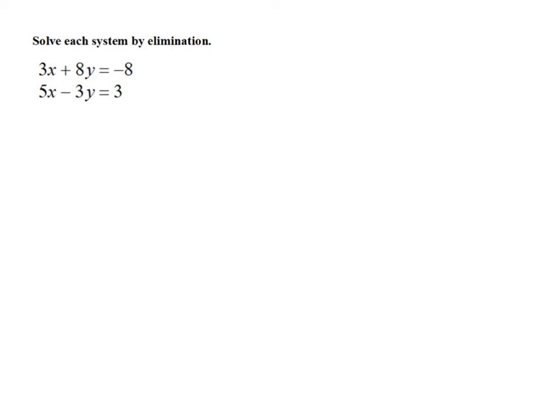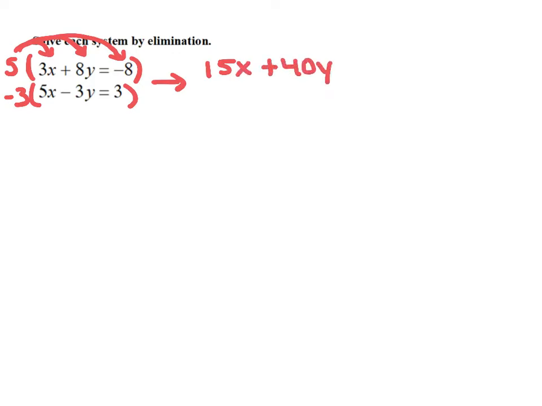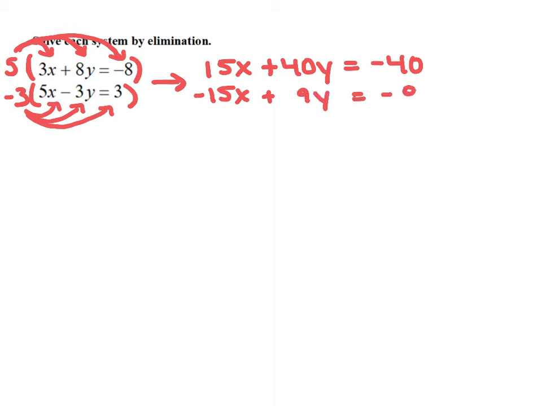So if I multiply the first equation by positive 5 and the second equation by negative 3, and again, I have to multiply every term. So my first equation would become 15x plus 40y equals negative 40. And the second equation, if I multiply every term, becomes negative 15x plus 9y equals negative 9.